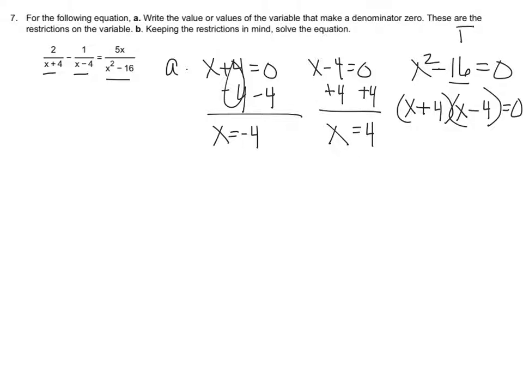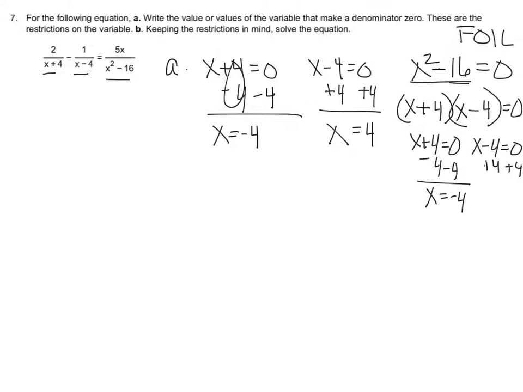If you were to FOIL this out by multiplying the x plus 4 times the x minus 4, you should get the x squared minus 16. Now I want to solve this for 0. So I'll take each parenthesis that I found and set it equal to 0. Then I'll solve for x individually. So if I subtract 4 on both sides, I get x equals a negative 4. And then if I add 4 over here, I get x equals positive 4.